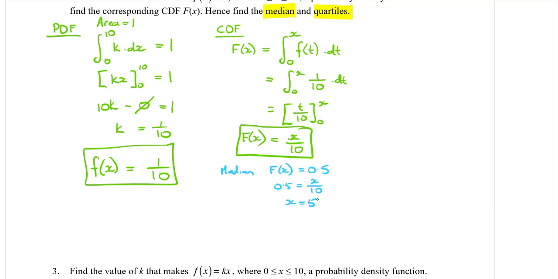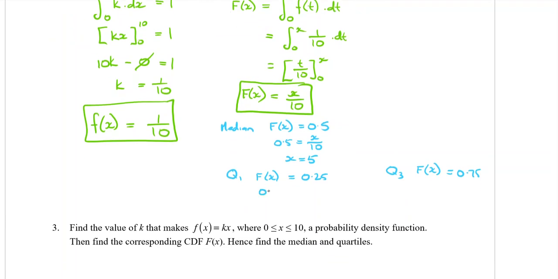Quartiles. So that's the Q1 and the Q3. If the median is 0.5, what's Q1? 0.25. It's the lowest 25%, right? Very good. So Q1 is going to be when F of x is equal to 0.25, and Q3 is going to be when F of x is equal to 0.75. And you can still solve them the same way as we did the median.